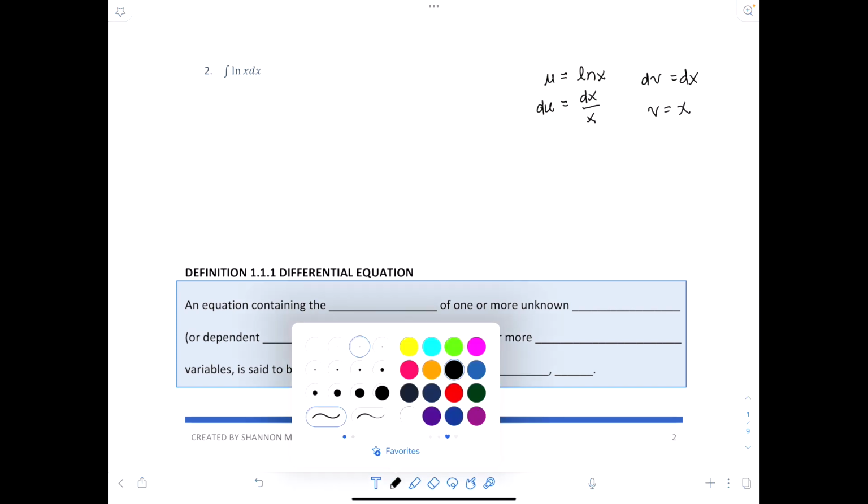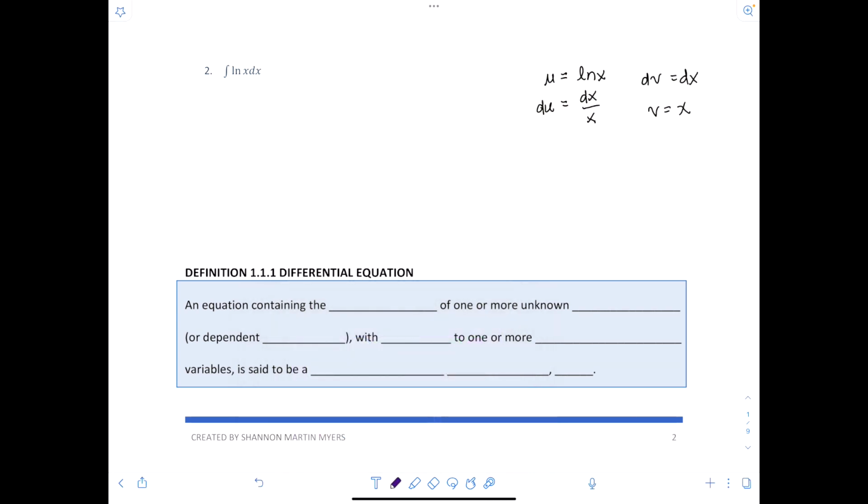So coming back over to the problem, recall that the integral of u dv is equal to u times v minus the integral of v du. So we have the integral of natural log of x dx, that is equal to our u was natural log of x, and our v we found to be x. Sorry about the dogs.